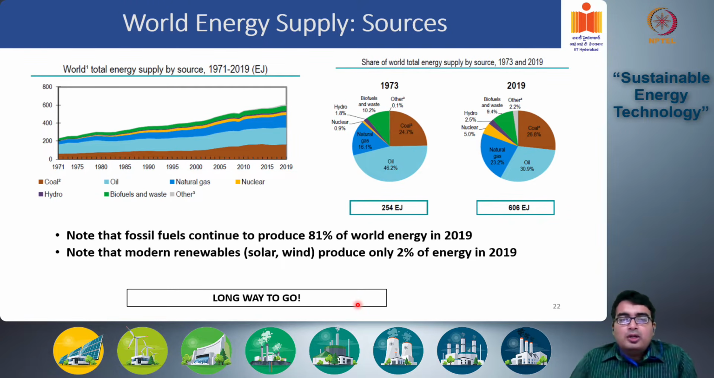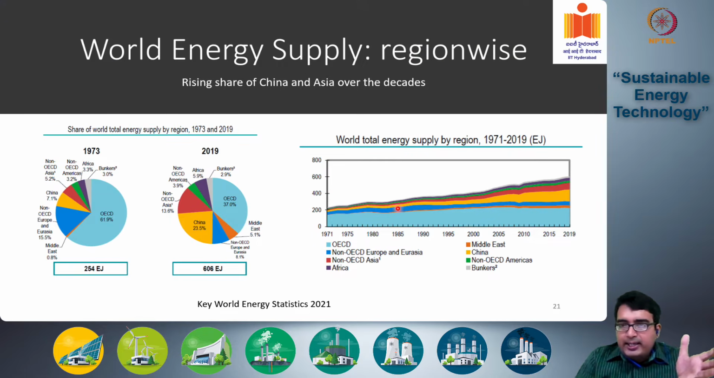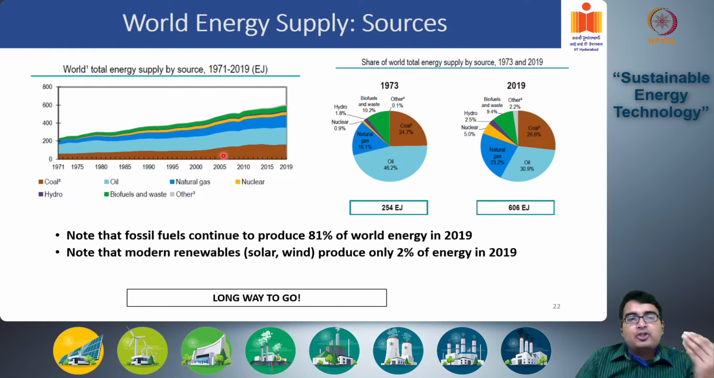Okay. So now the same chart like this, the total energy supply, is separated in regions, and this is separated in sources. The brown is coal, the light blue is oil, the dark blue is natural gas, the yellow is nuclear, the purple is hydro, the green is biofuels, and this off-white is other, which contains all your modern renewables. Okay, maybe some other things as well.